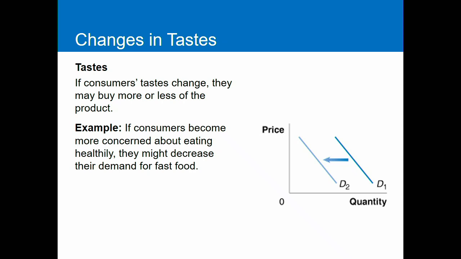All right, next is change in tastes and preferences. So if a consumer's tastes change, they may buy more or less of a product. So this is your sort of subjective value coming back into it. People like different things. Over time, their tastes change and their needs change. This can be affected by a lot of different things.